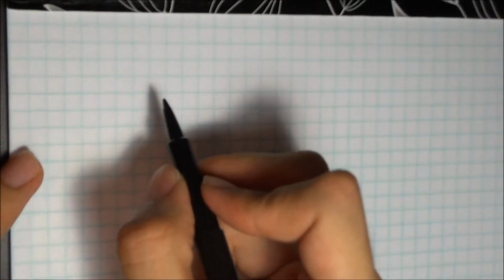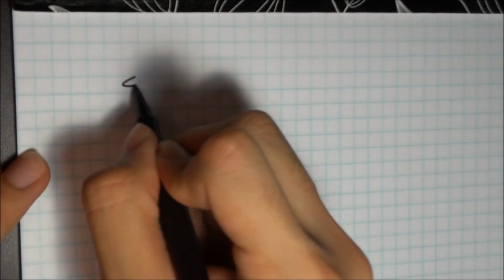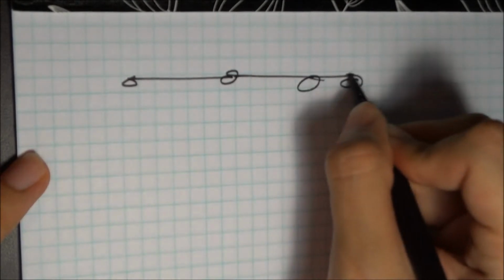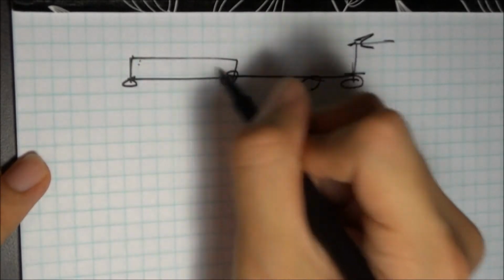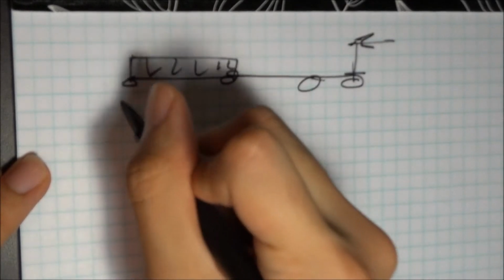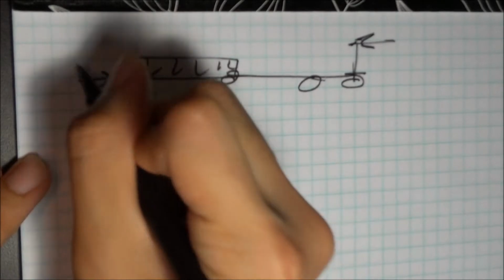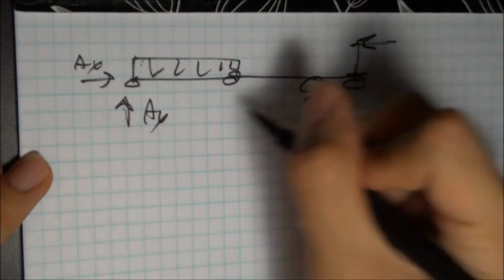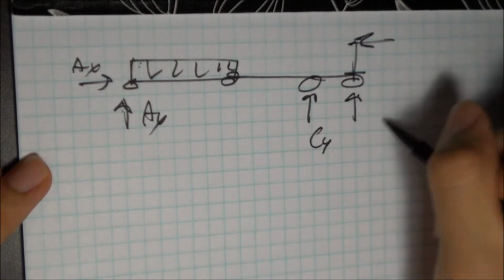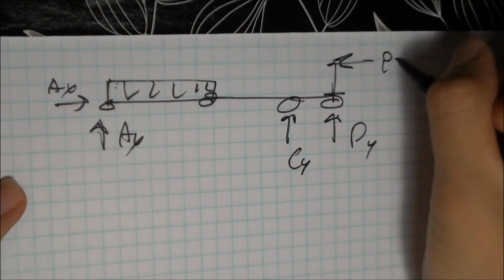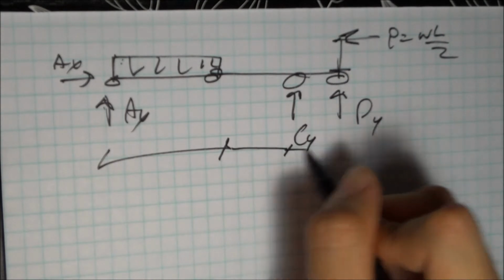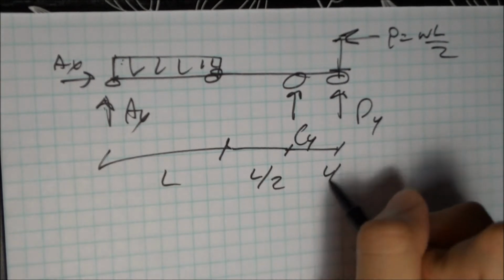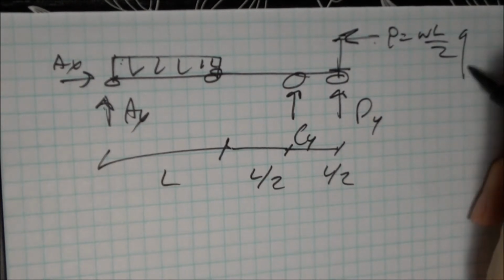Now to do this, I'm just gonna draw my diagram first. And unfortunately, this is not to scale. I tried to draw this to scale, but it just takes too much time, and my videos always take longer than I would like them to. So this is going to be P equals WL over 2, and this is L over 2, L over 2, and this length here is L over 2.